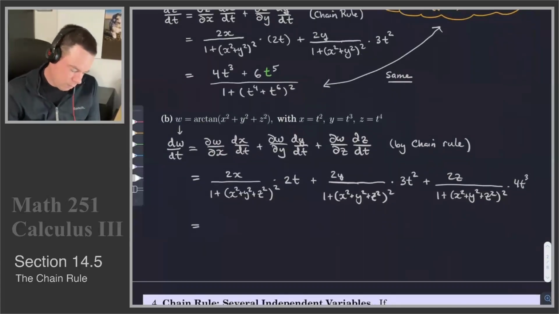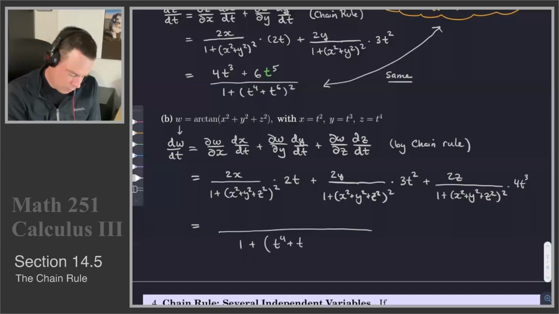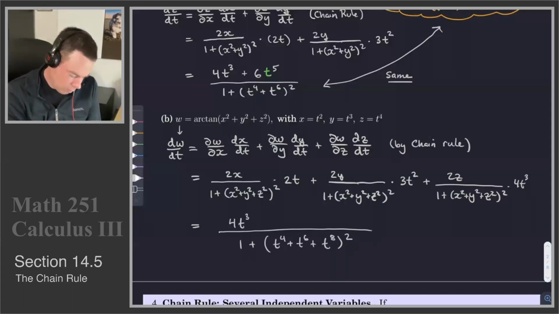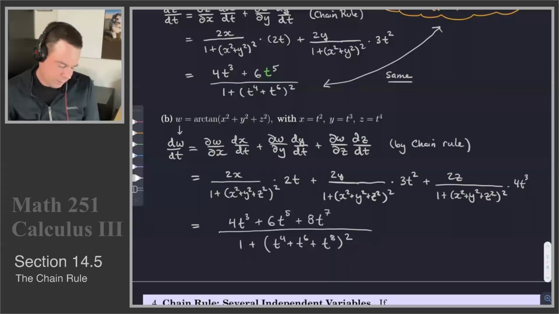And then we can put all that in terms of t. So they're all going to have the same denominator, 1 plus t to the 4th plus t to the 6th plus t to the 8th, all squared. And then our numerator becomes 4 times xt, so that's 4t cubed, plus 6 times yt squared. Y is t cubed, so that'll be 6t to the 5th. And then the last one is 8 zt cubed, or 8t to the 7th. And there's our final result.